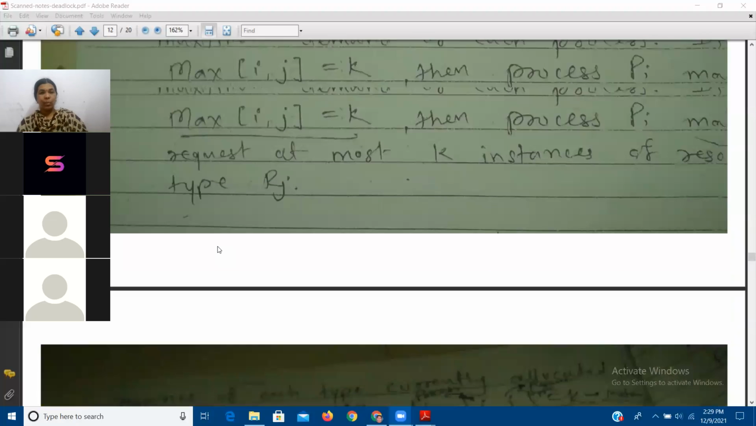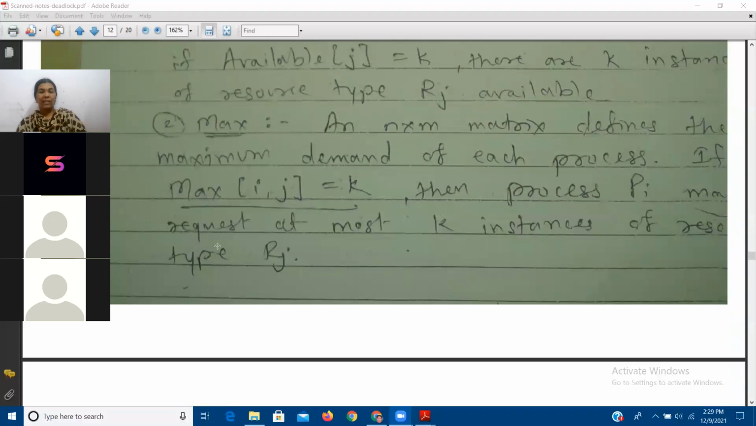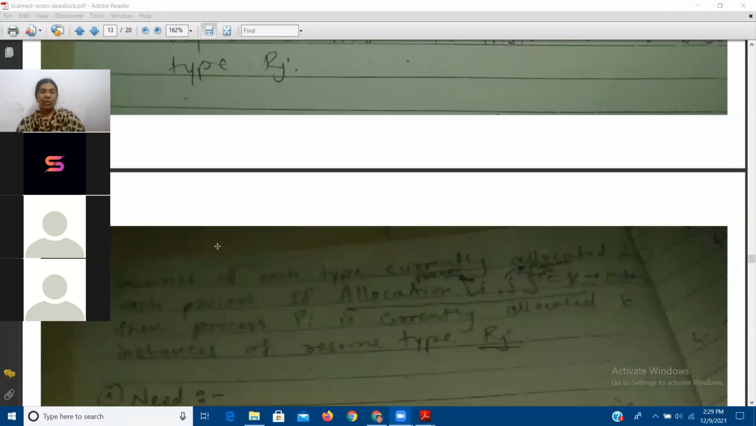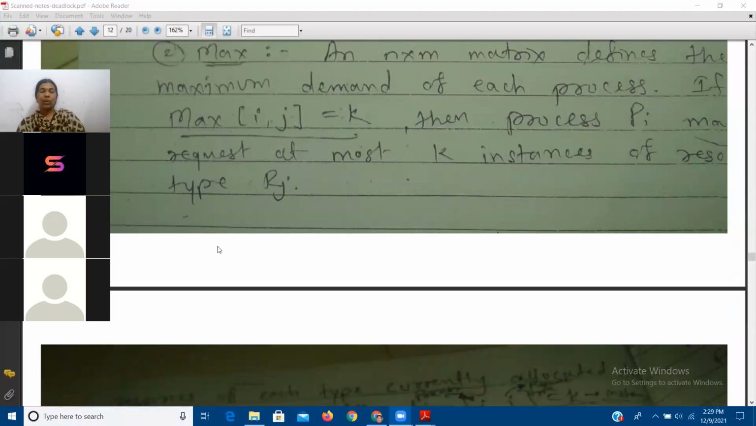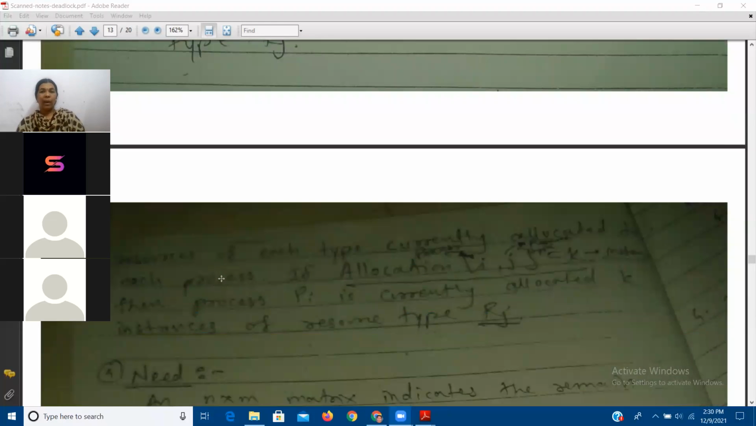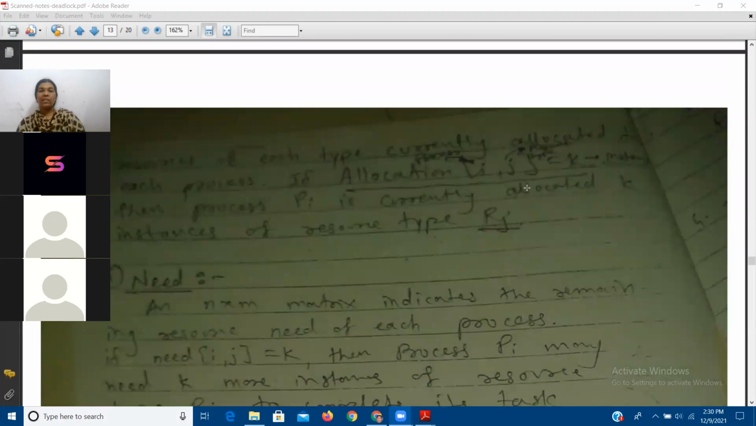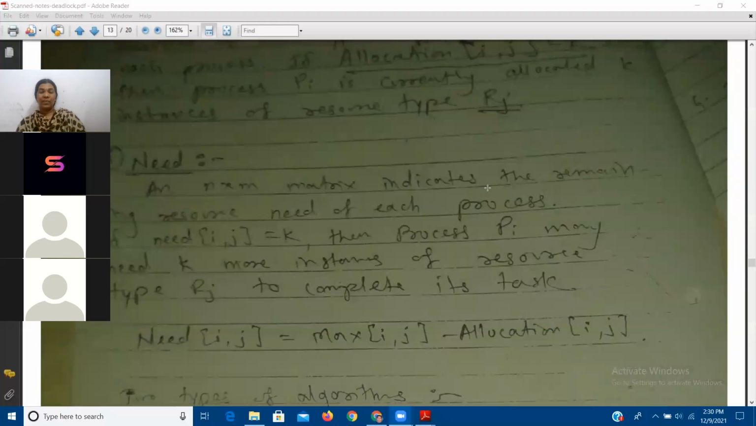Actually, one more is missing over here. After max, allocation is there. So allocation of i j is equal to k. Here it is given. Allocation of i j is equal to k. It indicates that k instances of resource type j are allocated to process Pi. Okay, so this is about allocation, and the last one is the need.